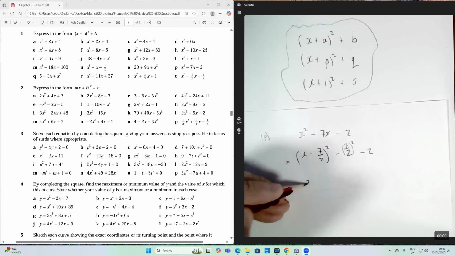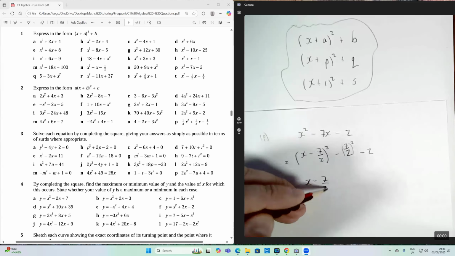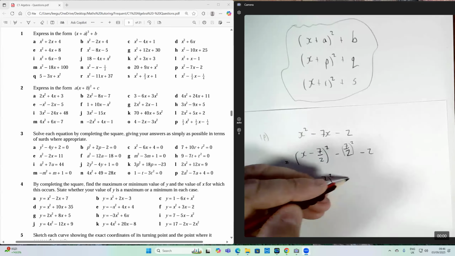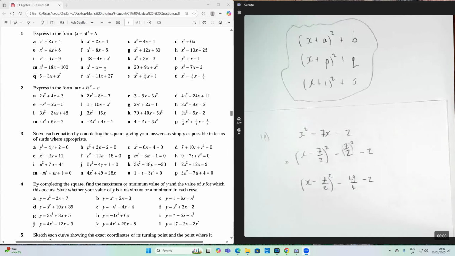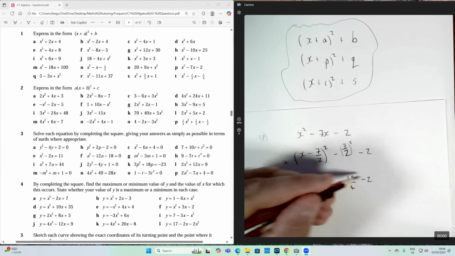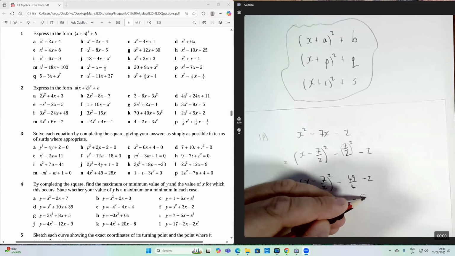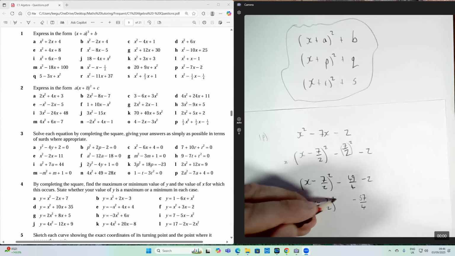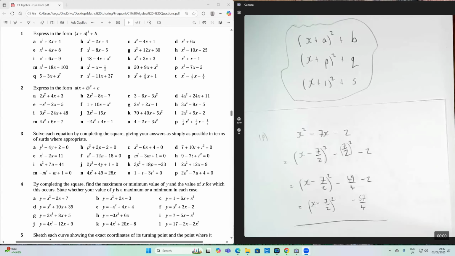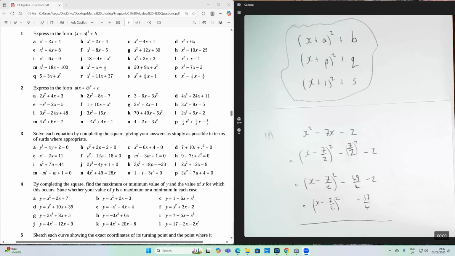Okay, so I've now got (x − 7/2)² − 49/4 − 2. And then I can work out what that's going to be. So 49/4, and then minus 2 is going to give me −57/4. So I have (x − 7/2)² − 57/4. And that's the way that I would deal with it when we've got a fraction. We've just literally combined it in the same way that we've been doing before.